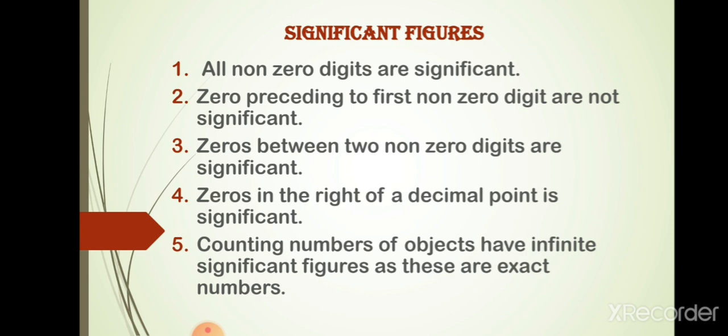The third rule is zeros between two non-zero digits are significant. For example, 2.005. Here we can see four significant figures.